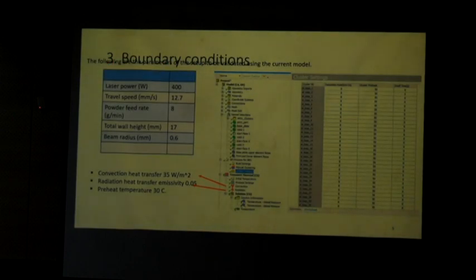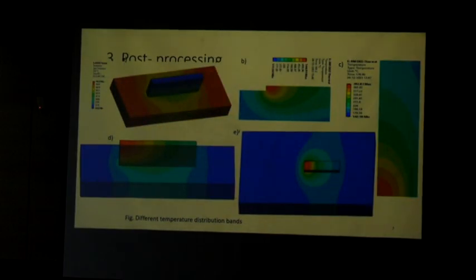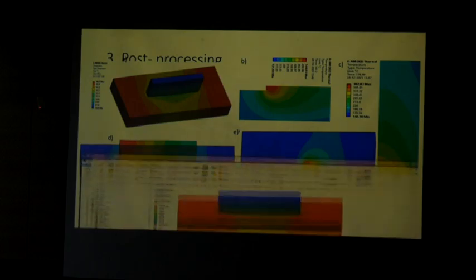With that we have fed all the process details and defined all the material properties in ANSYS Additive, and then we have given the process conditions: what laser beam we are using, how much power, what the travel speed is, how much powder we are feeding, what the wall height is, and what the focus radius, that is the laser or beam radius, is. These things we feed into the system, then we can perform post-processing. These are the results we get after post-processing. That is pre-processing, solver, then post-processing.